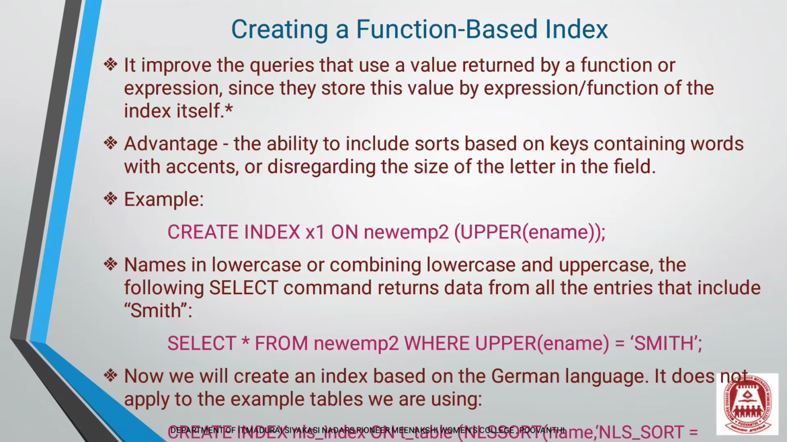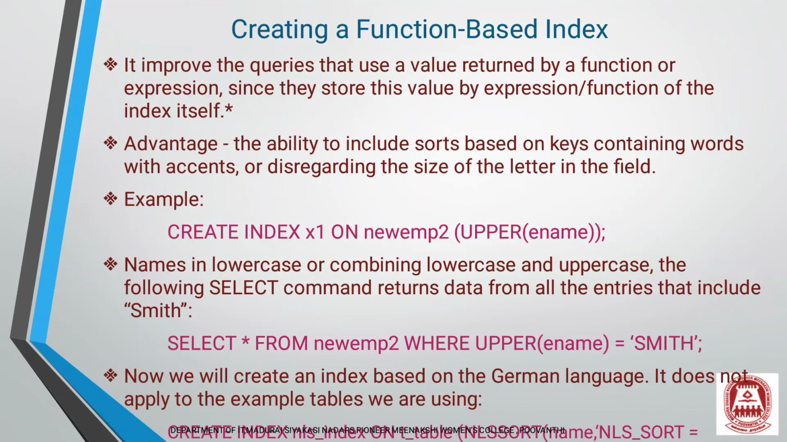So select star from new emp2. New emp2 is a table where the column name is mentioned here as ename equal Smith. So it will check with the values and return if the name includes Smith, if it includes it as a part.